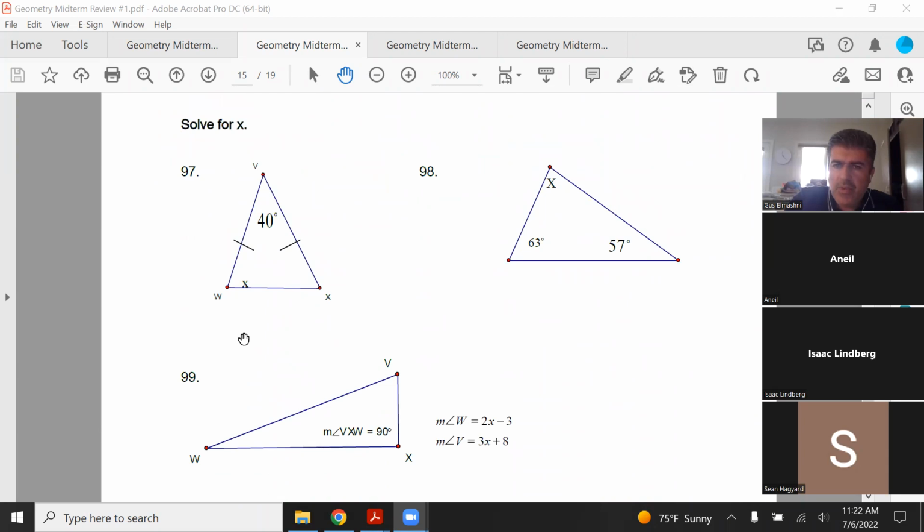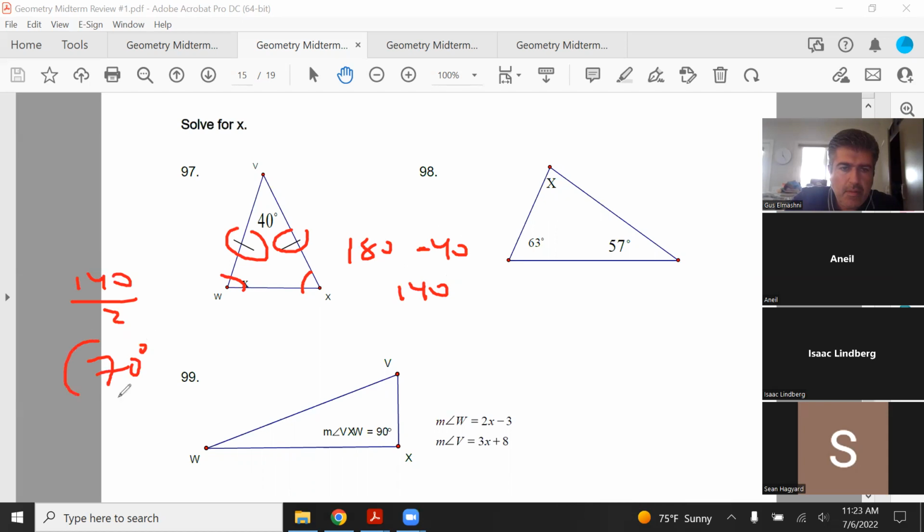I'll do 97. I'll have you guys try 98 and 99 and then put the answers in the chat. If these are the same, then these angles are the same. So you have 180 minus 40, which is 140, of course. And then you got to split it. So you got 70 degrees for X. Okay, go and try 98 and 99, and we'll check in just a couple minutes.